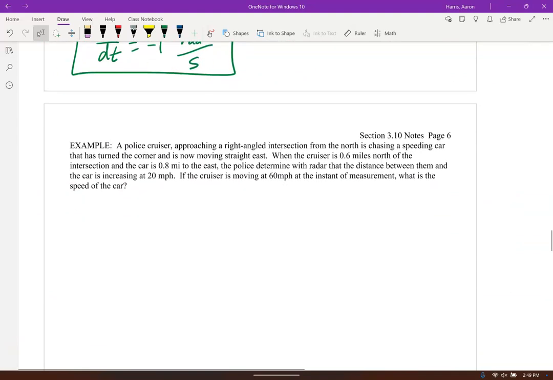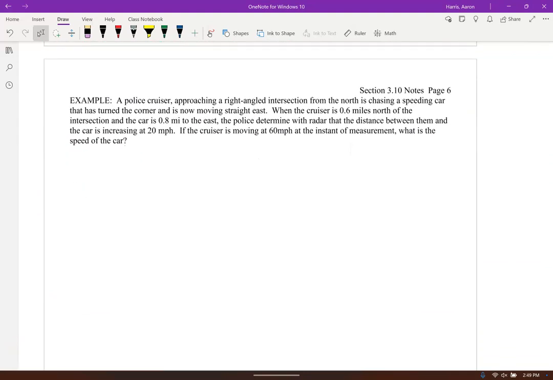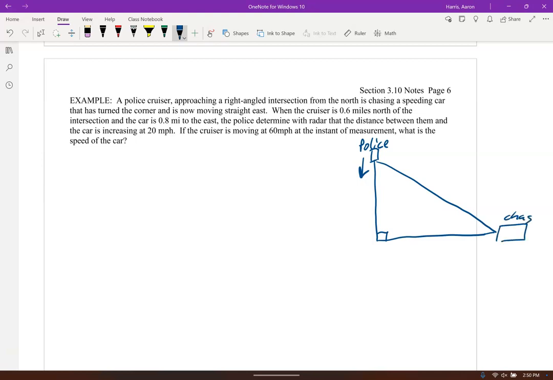All right, let's keep going here. This time we've got a police cruiser, and it's approaching a right-angled intersection. Let's have the police right here. There's a police cruiser. It's approaching this right-angled intersection from the north, right? And it's chasing a speeding car. It's already turned the corner. It's moving straight east. Here's the chase car. Right, it's moving that way.